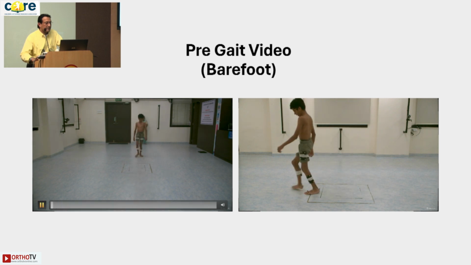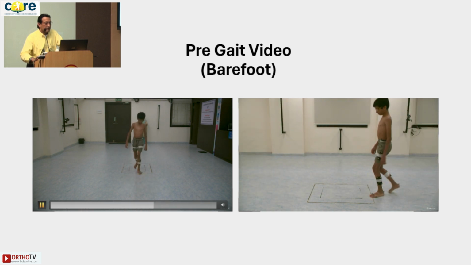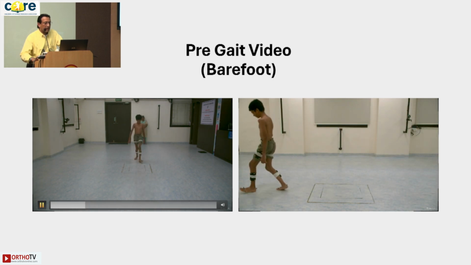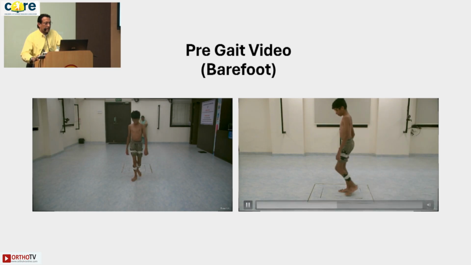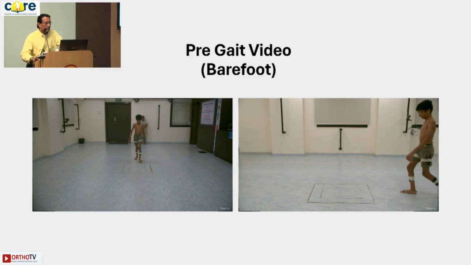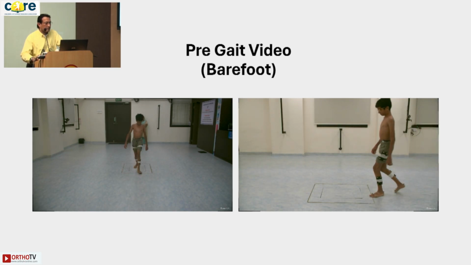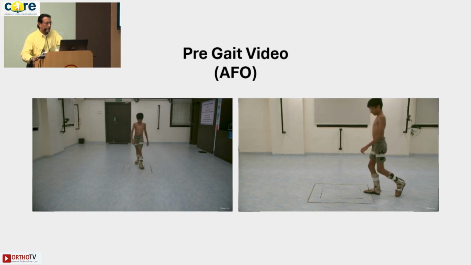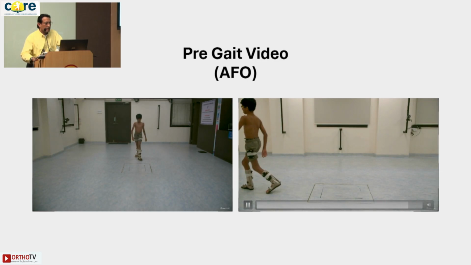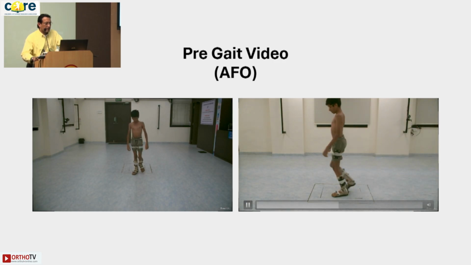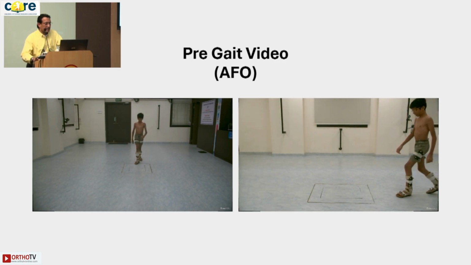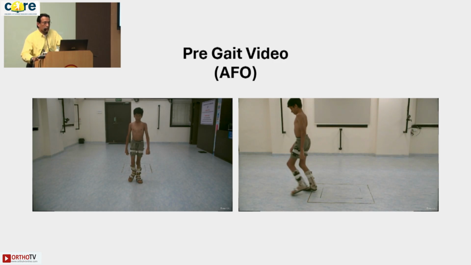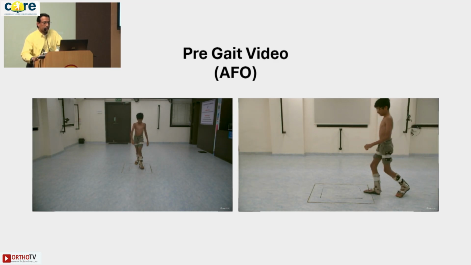You can see that his knees are flexed on both sides, and his feet are plantigrade, and his pelvis is back. And this is how he walks with the AFO. He's got a hinged AFO, and with the AFO also his gait pattern is not changing. It actually gets a bit worse because he goes more into knee flexion.